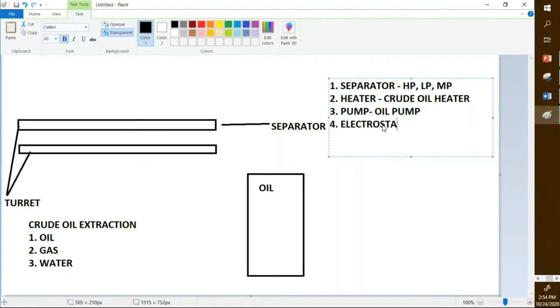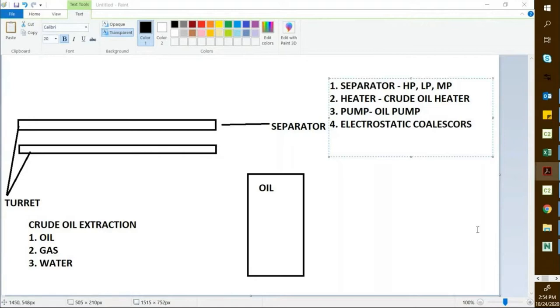What is the function of this equipment? I always forget. Is it for separation? I will tell you what the purpose is and what happens in each and everything. I will tell you in detail definitely. So, the electrostatic coalescer.